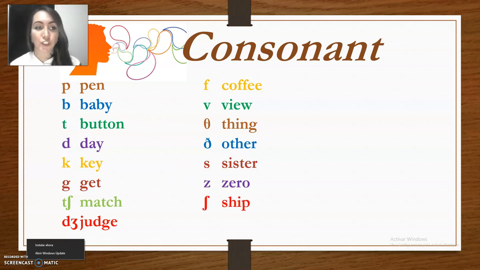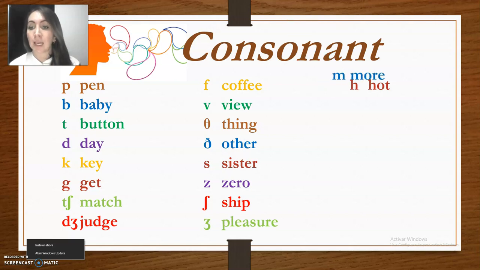Next is sh. For example, sheep. Next is shu. For example, pleasure. Next is... for example, hot. Next is... for example, more.